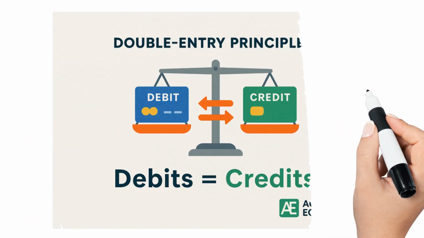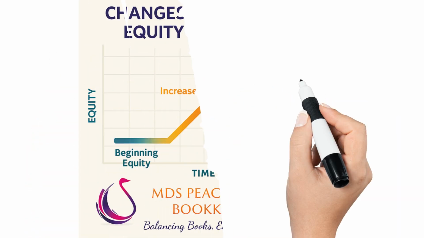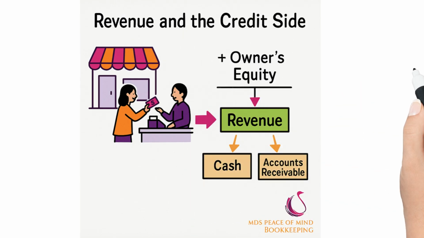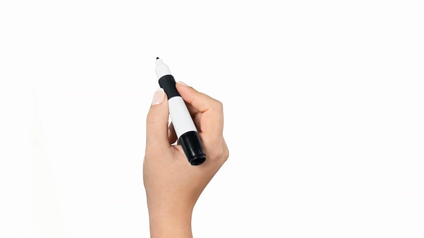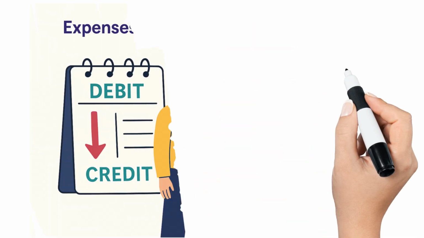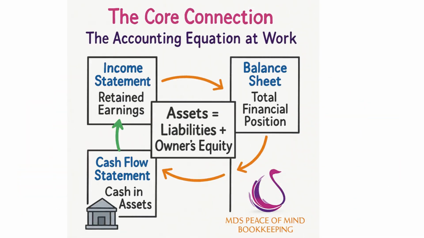Remember, owner's equity changes over time based on business performance. So we can expand it like this. Assets equals liabilities plus your beginning equity, plus all your revenues, minus all your expenses, and minus any draws the owner takes. Revenues, like sales, increase your equity because they generate profit. Expenses, like rent and salaries, and owner draws decrease your equity.